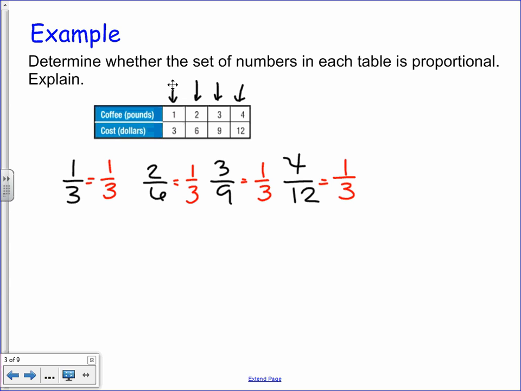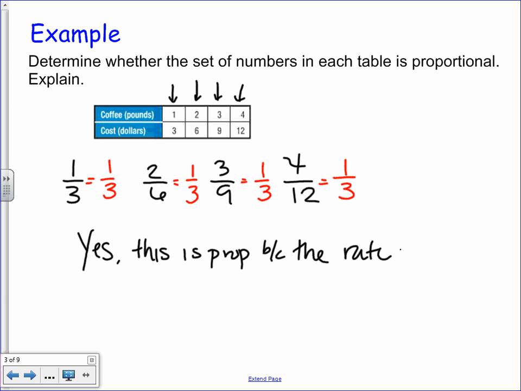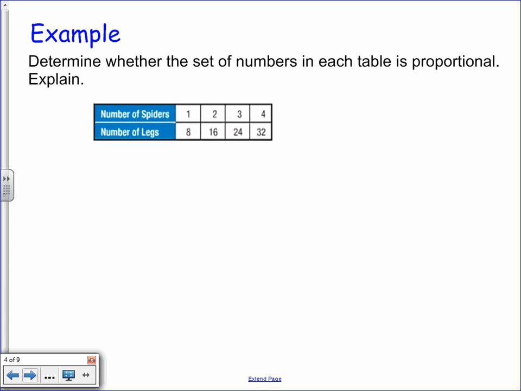Now looking at this, I see that each rate is simplified to be 1/3, 1/3, 1/3, 1/3. So because this is a constant rate, the rate is the exact same, this is proportional. Yes, this is proportional because the rate is 1/3. All right, you try this one.